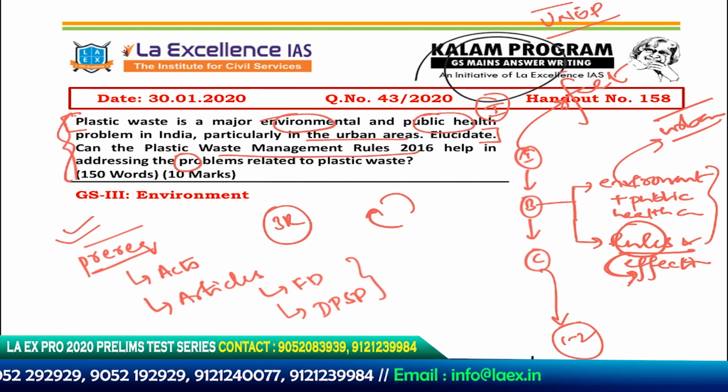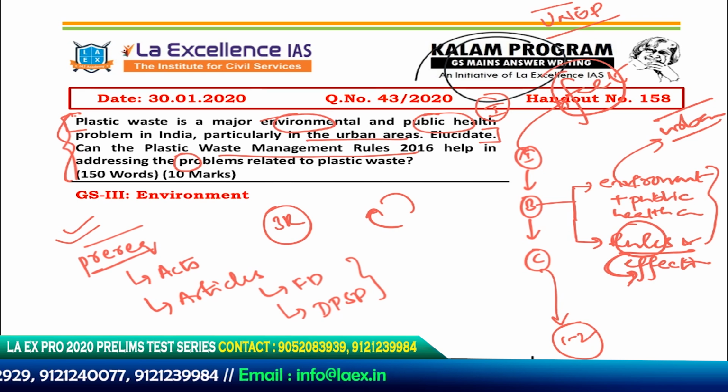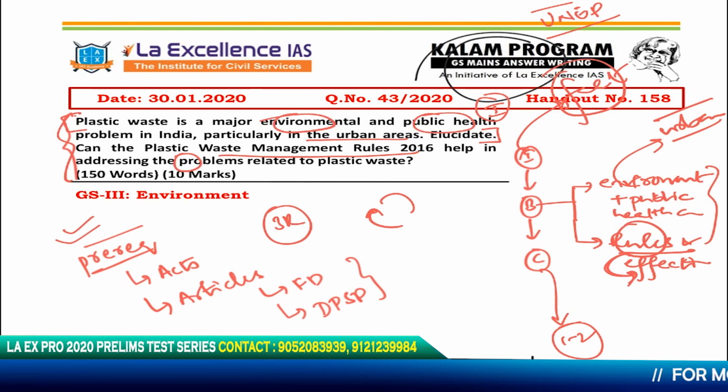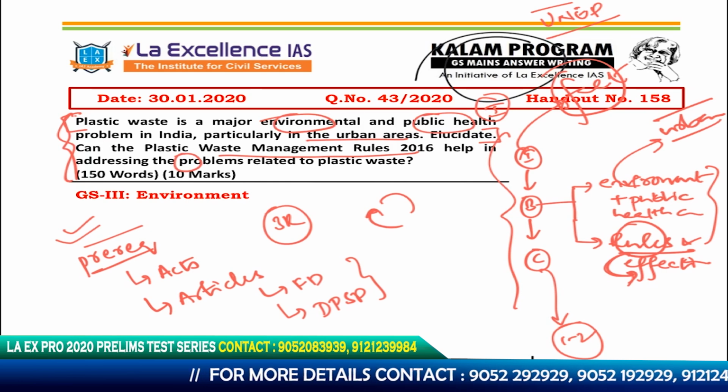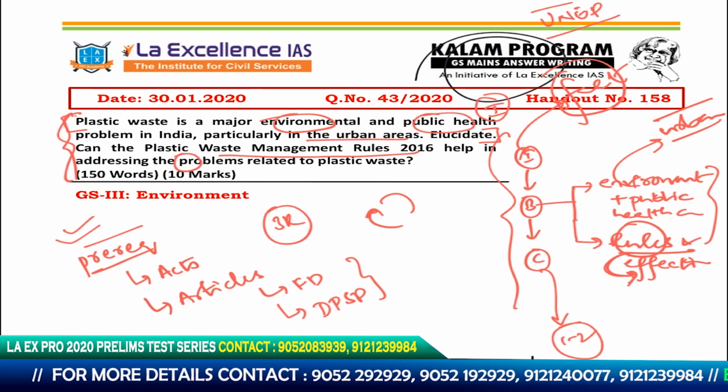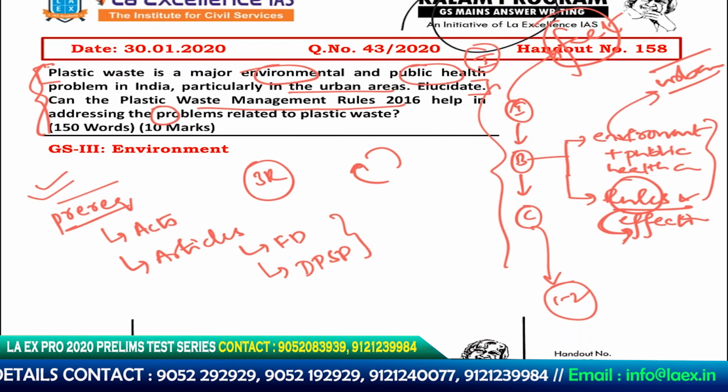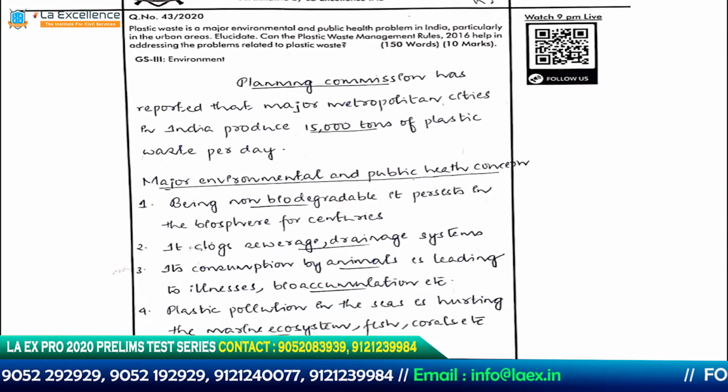And what are you doing by basically coming up with this fact? You're introducing to the examiner the gravity of the problem of plastic pollution. So that is the broad introduction, body, and conclusion format. Now we've evolved the skeleton of the answer, we will move forward and evaluate how the sample answer has been written. So let's just move forward and see how this has come up.